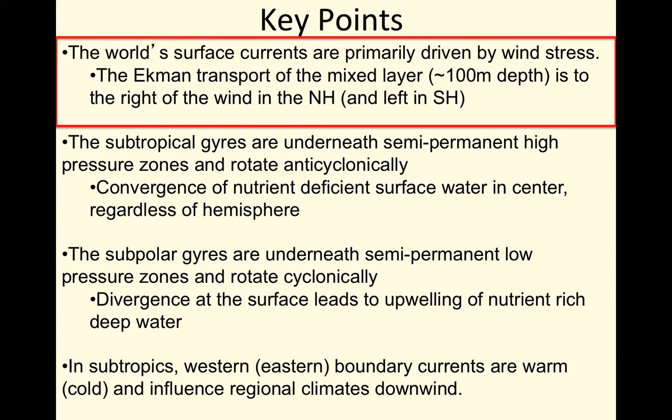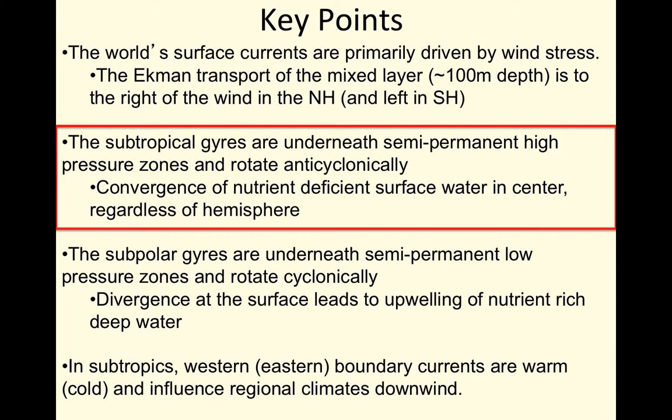Key points from this section: the world's surface currents are primarily driven by wind stress. The Ekman transport of the mixed layer, down to about 100 meters depth, is to the right of the primary wind in the northern hemisphere and left in the southern hemisphere. The subtropical gyres are underneath semi-permanent high-pressure zones and thus rotate anticyclonically, which means clockwise in the northern hemisphere and counterclockwise in the southern hemisphere. Ekman transport forces the convergence of nutrient-deficient surface water into the center of these gyres, regardless of the hemisphere.